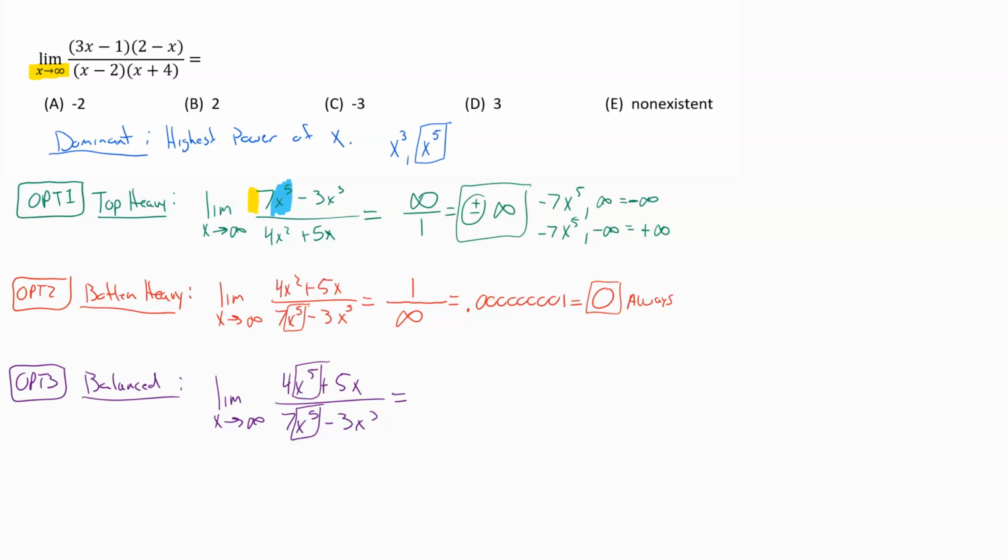And so what that means is the top is growing, but it's always getting multiplied by a 4. And the bottom is keeping up with it, but it's also always being multiplied by a 7. So in the end, what you'd be looking at in a balanced situation is always going to be the coefficients of those dominant terms.